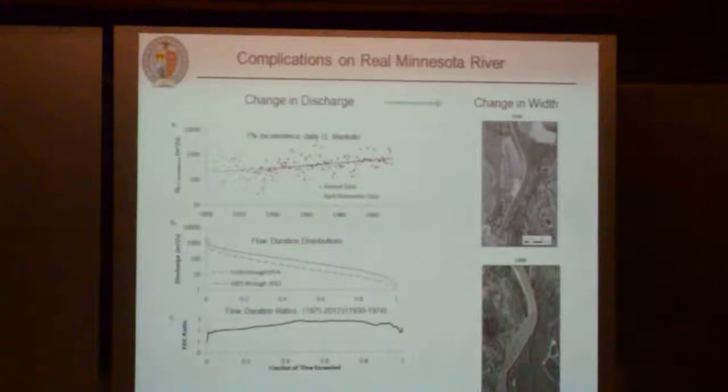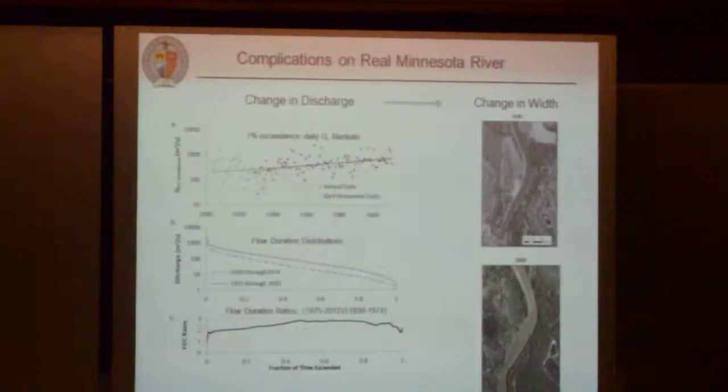The real Minnesota River is quite a bit more complicated. So I'm going to spend a few minutes here talking about a sediment budget that we've been trying to develop for the Minnesota River that accounts for lateral exchange processes. So this is a photograph of the Minnesota River in 1940, and this one is, I think, 2008. There's a lot more flow in the river now than there used to be.